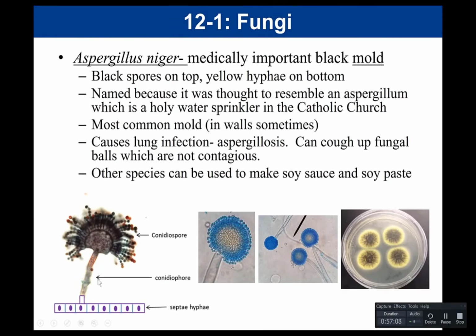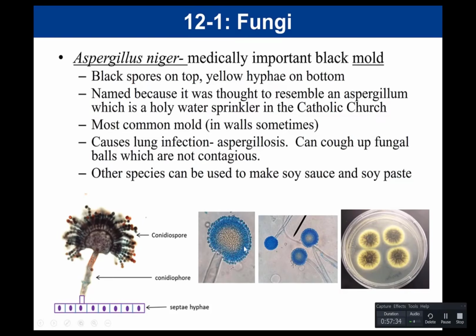You want to know Aspergillus niger. So this is a medically important black mold. It causes a lung infection, which is referred to as aspergillosis. It's used to make soy sauce and soy paste. It has septate hyphae. It has a conidiophore and conidiospores, just like Penicillium. So these are naked spores.